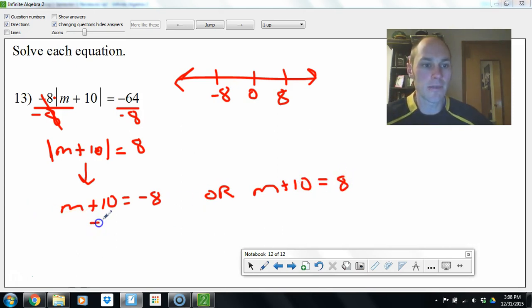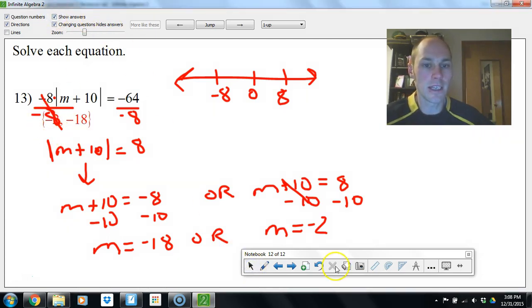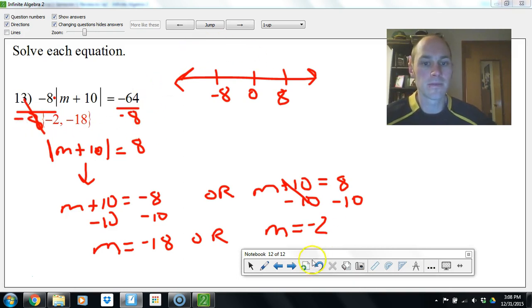So to get m by itself, I subtract 10. So m equals negative 18. Or the other equation, I subtract 10. And m equals negative 2. Okay, so my two solutions are listed there, negative 18 and negative 2.